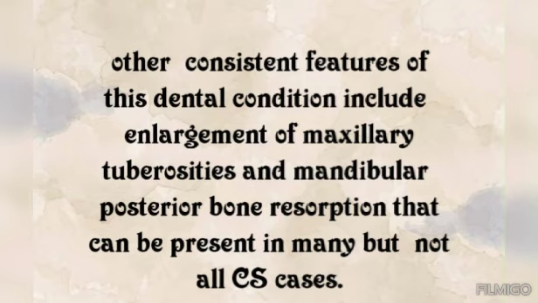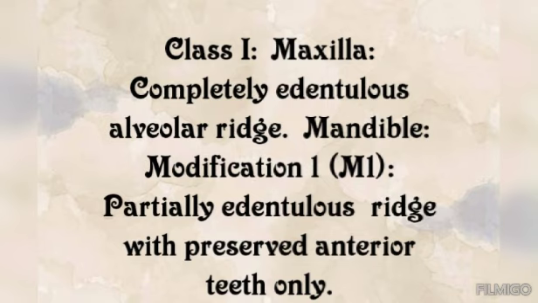Other consistent features of this dental condition include an enlargement of the maxillary tuberosities and mandibular posterior bone resorption. These are the other consistent features. They may or may not be present in combination syndrome, but there is a definite resorption of the mandibular distal extension cases.